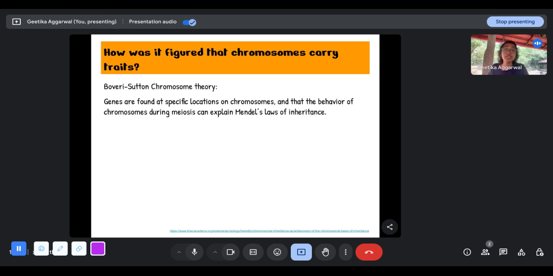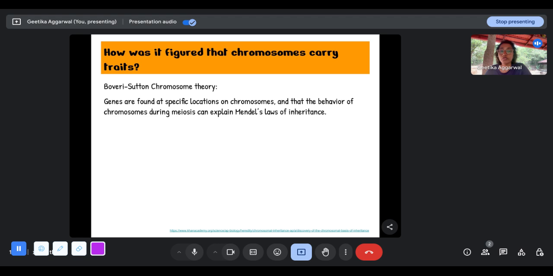So there were these two people, Boveri and Sutton, and they came up with a chromosome theory. They also did not prove anything scientifically, but they had this theory, and their theory was that genes, or the factors that Mendel talks about, by that time they knew that they were genes, are found at specific locations on the chromosome.